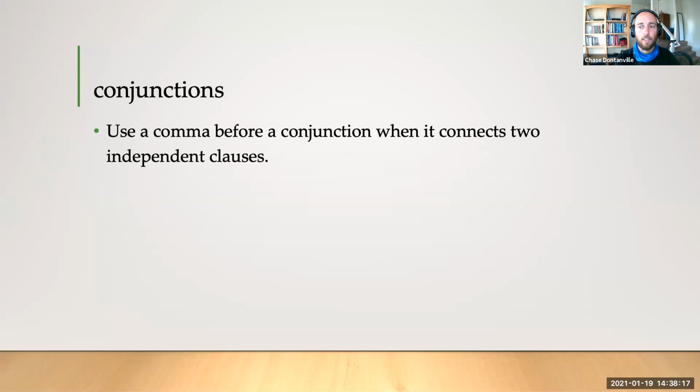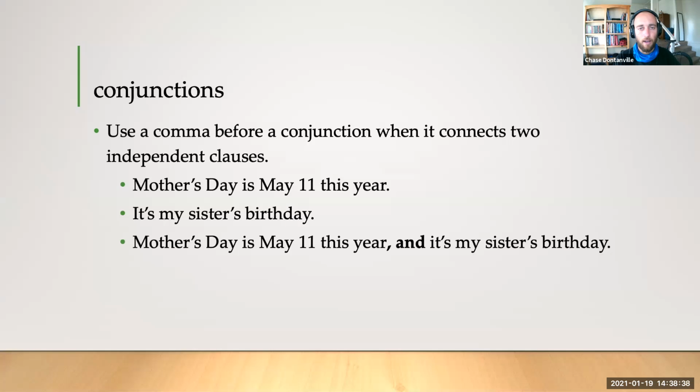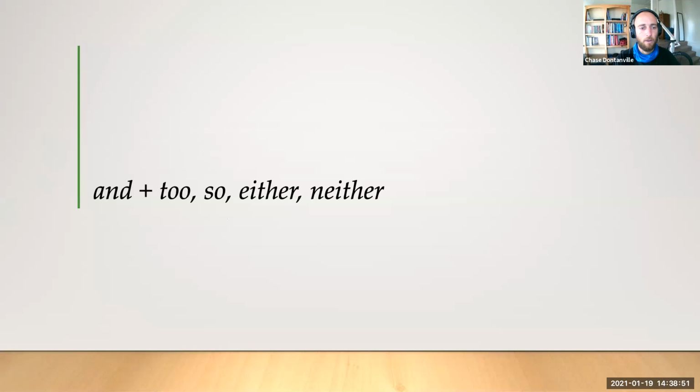Use a comma before a conjunction when it connects two independent clauses. In other words, in a compound sentence. Mother's Day is May 11th this year. It's my sister's birthday. So here are two simple sentences. Let's combine them with a conjunction. Mother's Day is May 11th this year, comma, and it's my sister's birthday. So we connected the two simple sentences with the connector and a comma. Okay, that's it for the review.